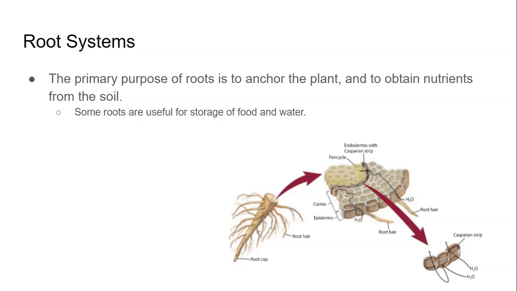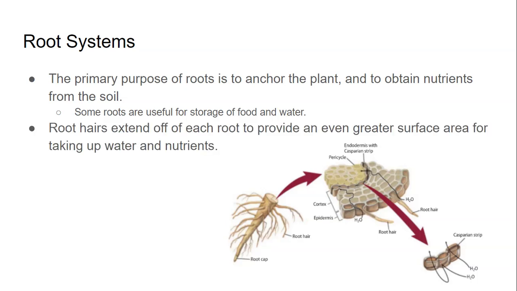So roots are actually very, very diverse. But the main purpose, like I said, that we're looking at is to anchor the plant and to obtain nutrients from the soil. On a root, you have root hairs that extend off of each root, and they provide an even greater surface area for taking up water and nutrients. If I look at this root right here, you can see all of these little root hairs off to the side. That enables this root to have more space to take up water and nutrients. The more water and nutrients that it can reach and get, the bigger and stronger the plant can actually be. If you only have this one root taking up all of the water and nutrients, you're not going to be able to take up quite as much as the plant may need.